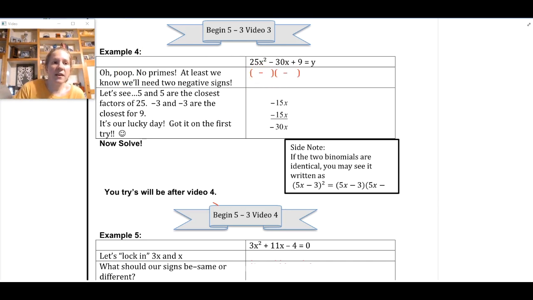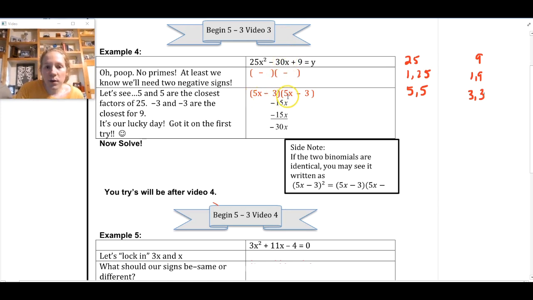Now I've got to think about what my options are. Again, closest things are luckiest. So if you think about your factors of 25, you've got 1 and 25, or you've got 5 times 5. Closer factors are always luckier, so I'm going to try that first. I've also got to think about my factors of 9 because I've got to think about where that c came from. My factors of 9 are 1 and 9 or 3 and 3. So I'm going to try this. I'm going to try using the 5s and the 3s because I want the things that are closer together.